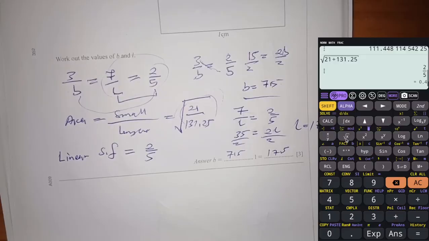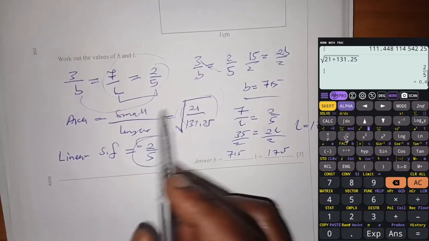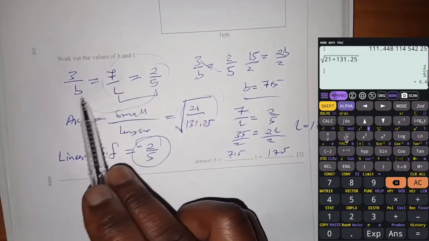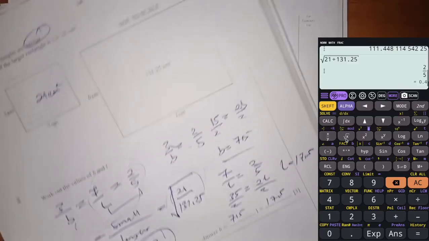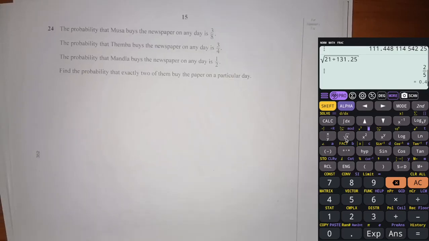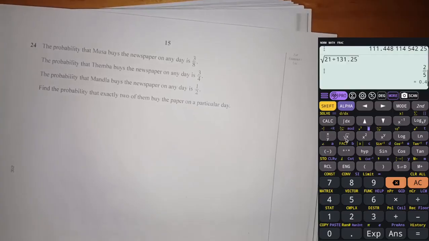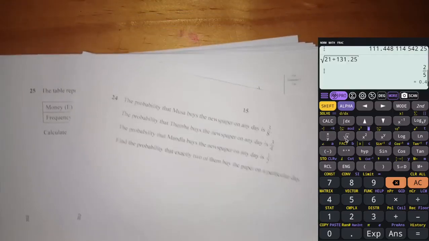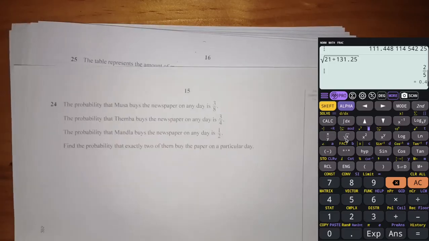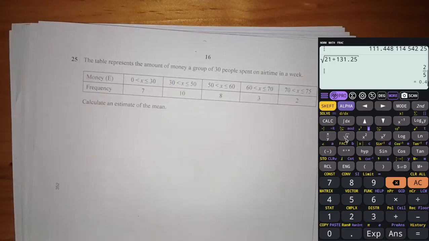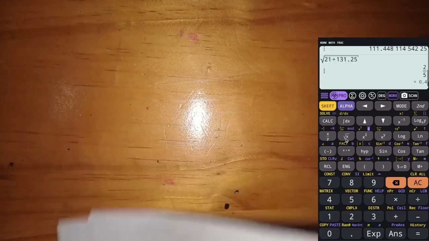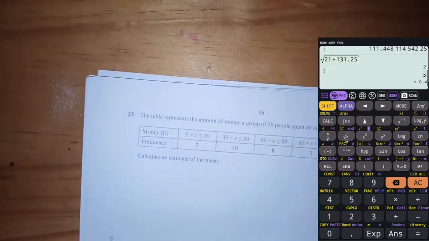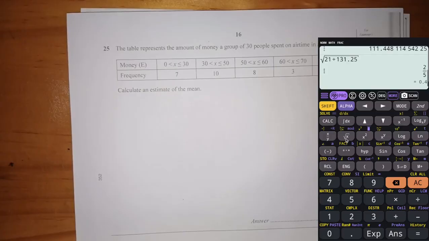So the trick was to find the linear scale factor and then use it to find the missing terms for the corresponding sides. Just like that. Let's move on to the next question, number 24. Maybe let's skip this question. This question on probability, we will do it in a separate video. Let's just do the last question here.